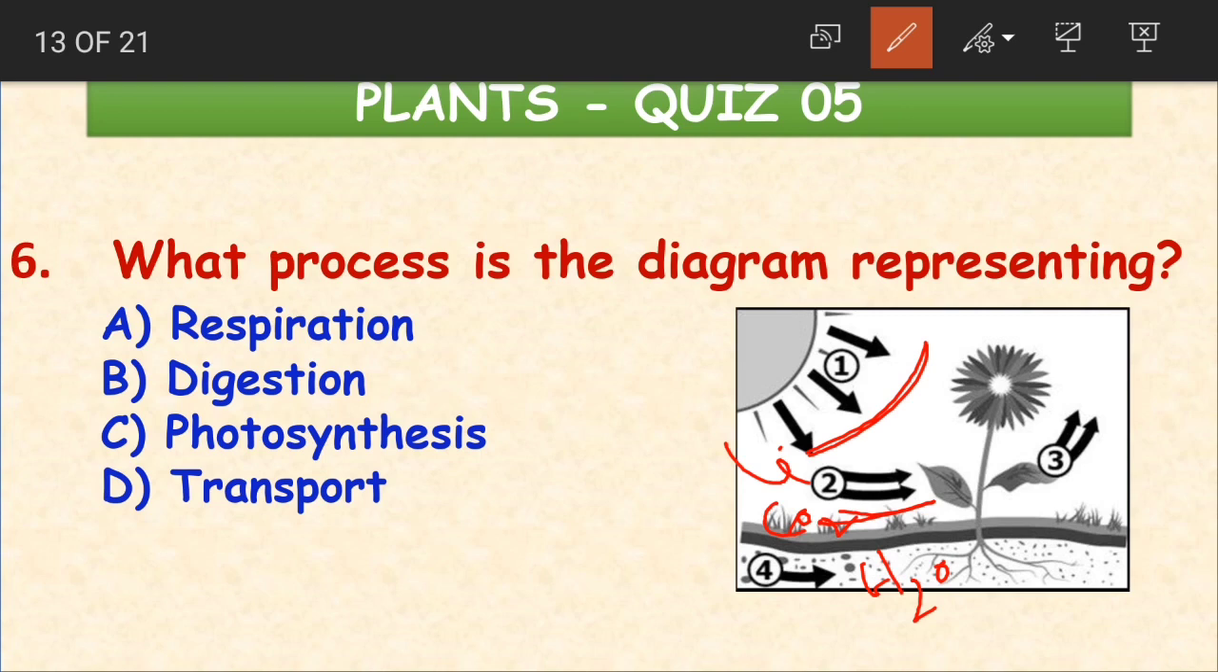Two things. One is glucose, that is sugar, and another one is oxygen. So this process is called what? Yes, it is respiration. This is respiration. Clear, children?